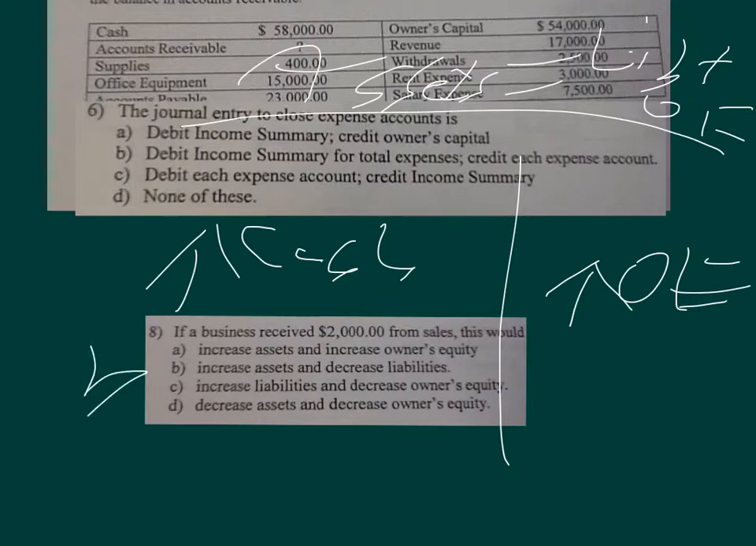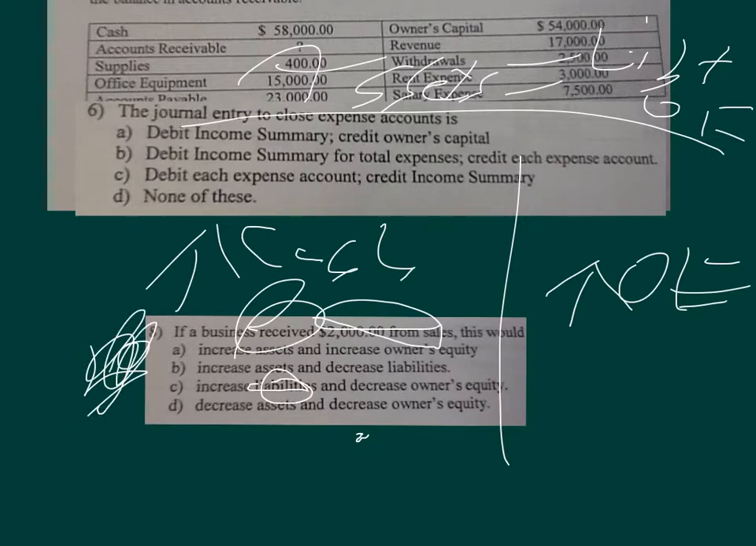I said B, which is wrong. C, increase liabilities and decrease owner's equity, which does not make sense because there are no liabilities in the equation of $2,000 from sales. And decrease assets and decrease owner's equity, you are receiving it, so it has to be A. It has to be the first one.